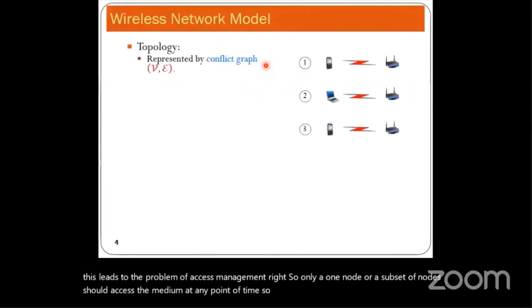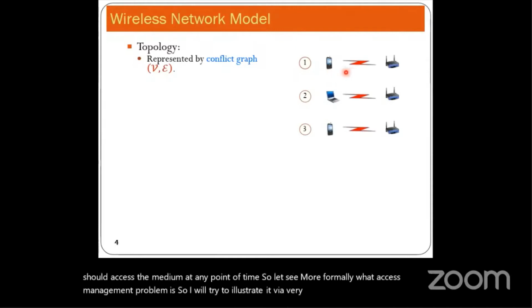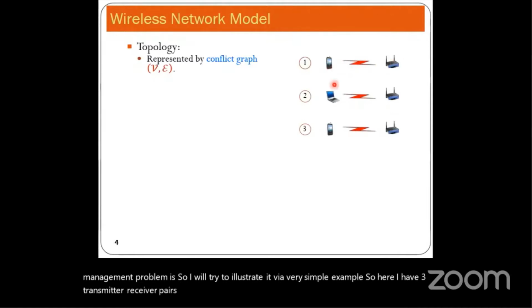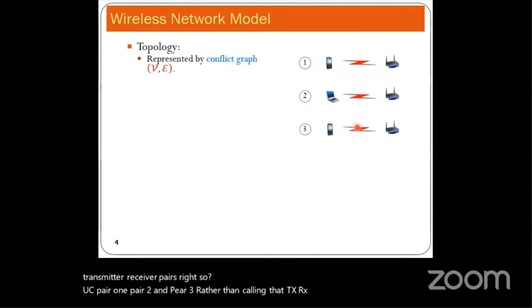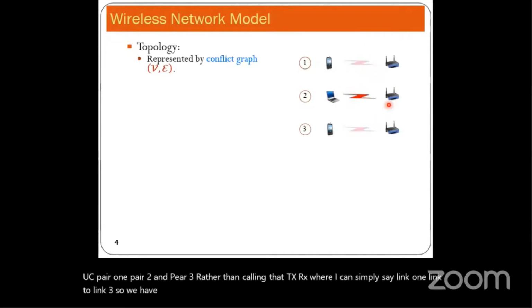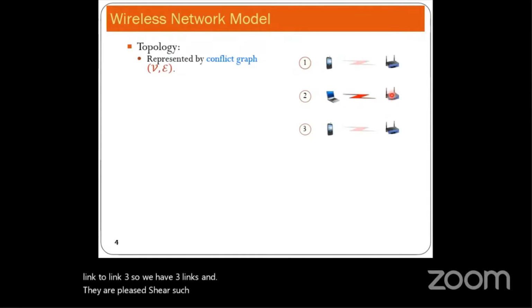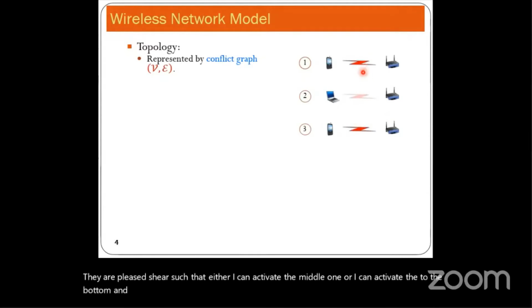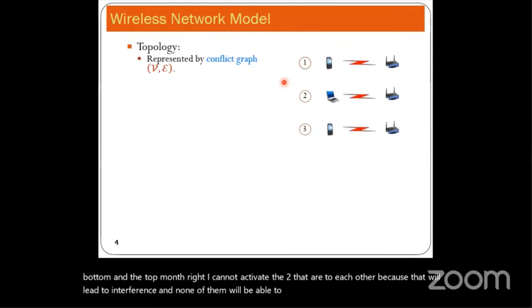So let's see more formally what the access management problem is. I'll try to illustrate it by a very simple example. Here I have three transmitter-receiver pairs. You see pair 1, pair 2, and pair 3. Rather than calling that a TX-RX pair, I can simply say link 1, link 2, link 3. So we have 3 links, and they are placed here such that either I can activate the middle one, or I can activate the bottom and the top ones. I cannot activate the 2 that are next to each other because that will lead to interference and none of them will be able to successfully transmit. So this is the interference constraint.